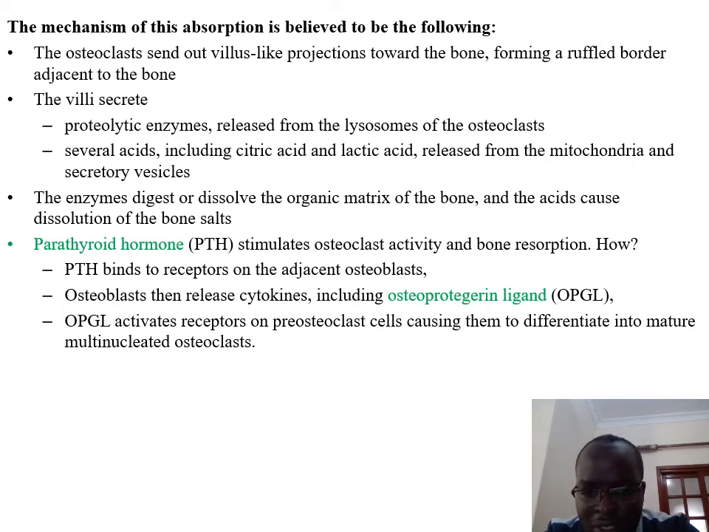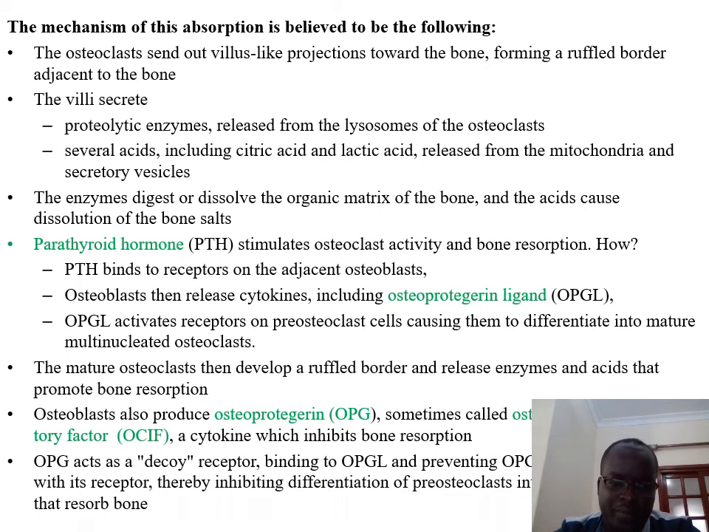The osteoprotegerin ligand is going to bind to pre-osteoclasts. So these are the precursors for osteoclasts before they are activated. The osteoprotegerin ligand activates the receptor on the pre-osteoclast cells, causing them to differentiate into mature multinucleated osteoclasts. That will now release the enzymes and acids to start digesting the bone, causing bone resorption.